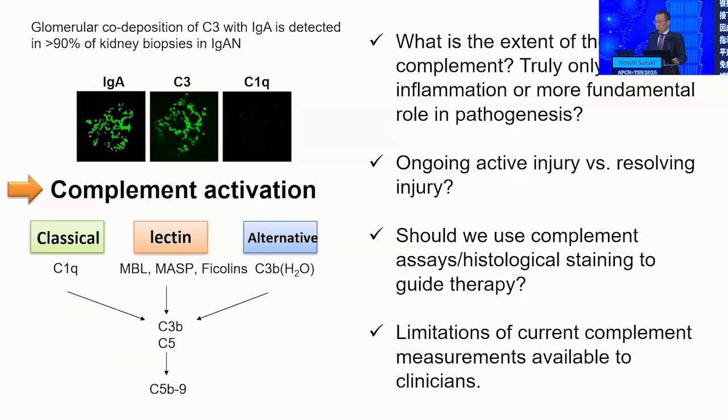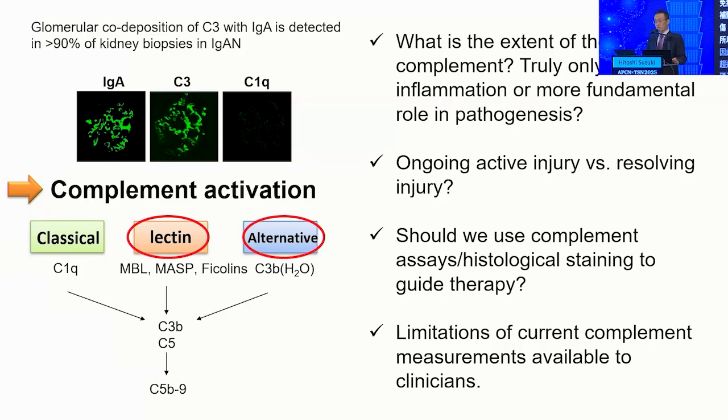So glomerular co-deposition of C3 with IgA is detected in more than 90% of kidney biopsies in patients with IgA nephropathy. However, usually C1q is negative in most of the patients with IgA nephropathy. So complement activation is mainly through the alternative pathway and lectin pathway.